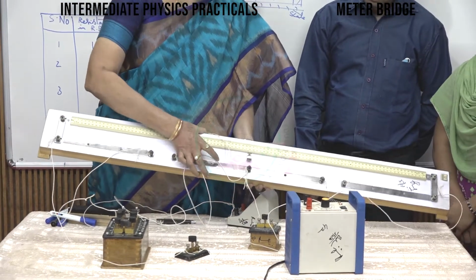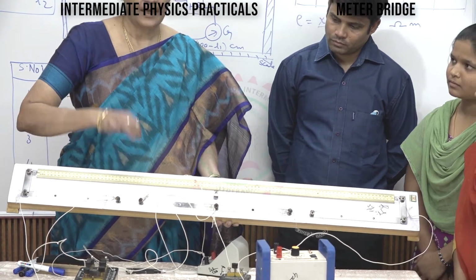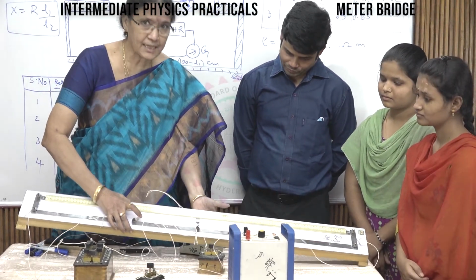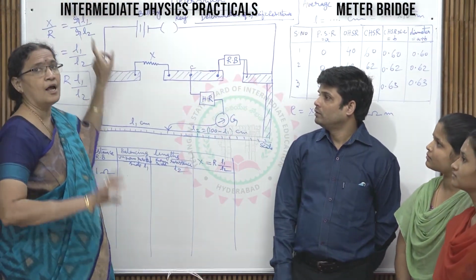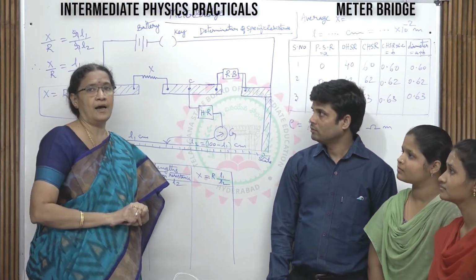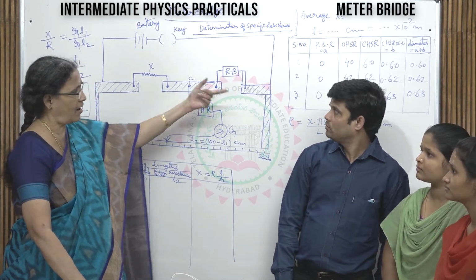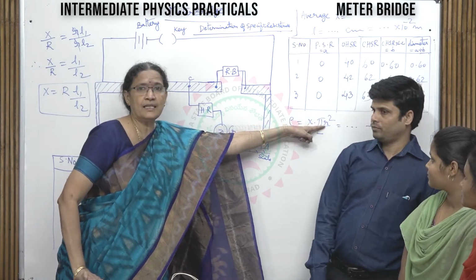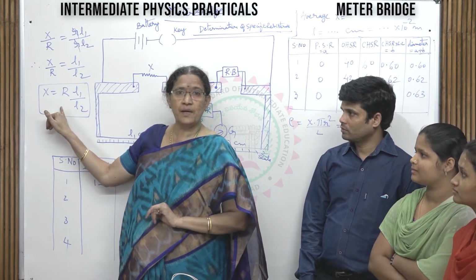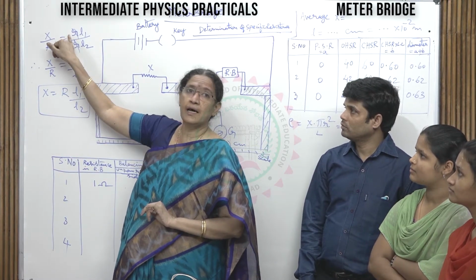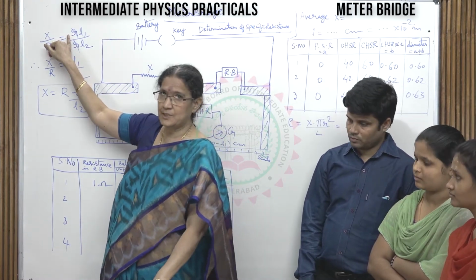Now this 1 meter bridge wire has some resistance. That resistance per 1 centimeter, I am taking it as a small r. Don't confuse that small r as a radius. Radius of the wire is also taken as r only here. That we will see later. But just to make you understand how you got this formula, I am explaining this R. This R is the resistance per unit length of this meter bridge wire.